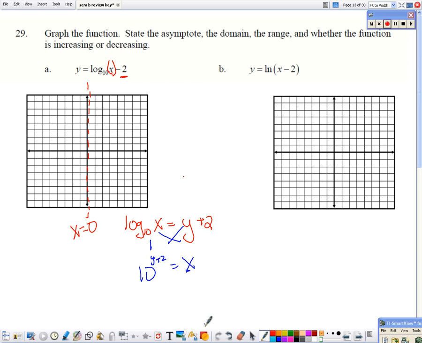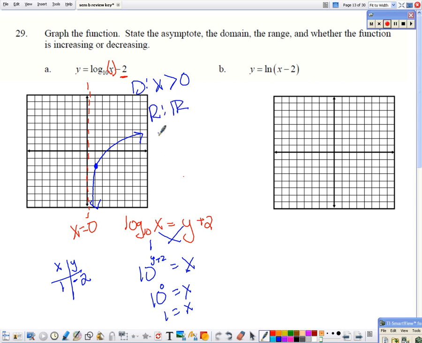So to find a good point to graph, I'm going to make y -2. We're not used to choosing a y, but when I make y -2, I get 10 to the 0, so 1 is x. So the point 1, -2. And my graph goes this way. So I have my asymptote as x equals 0. My domain is that x needs to be greater than 0. My range is all reals, and the function is increasing.